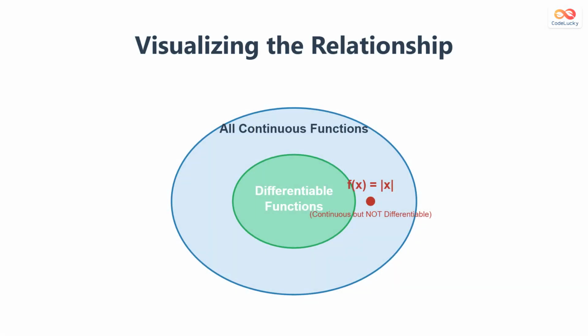We can visualize this relationship with a Venn diagram. The set of differentiable functions is actually a subset inside the larger set of continuous functions. Every differentiable function is inside the continuous circle. But there are functions, like our absolute value example, that sit in the continuous zone, but outside the differentiable zone.